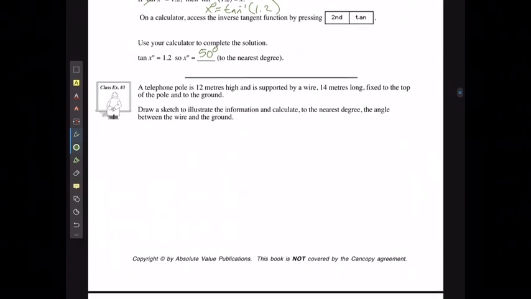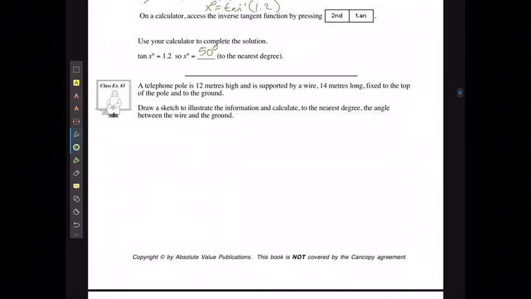So, if a telephone pole is 12 meters high and is supported by a wire 14 meters long fixed to the top of the pole and to the ground, draw a sketch to illustrate the solution or the information and calculate to the nearest degree the angle between the wire and the ground.